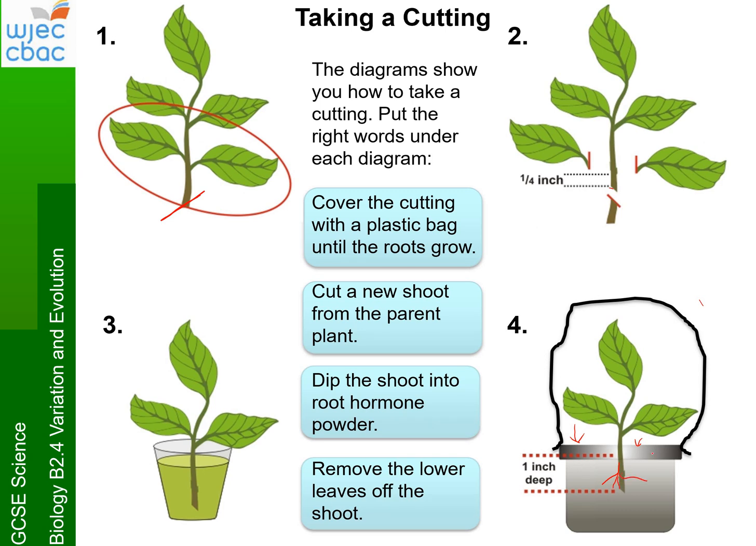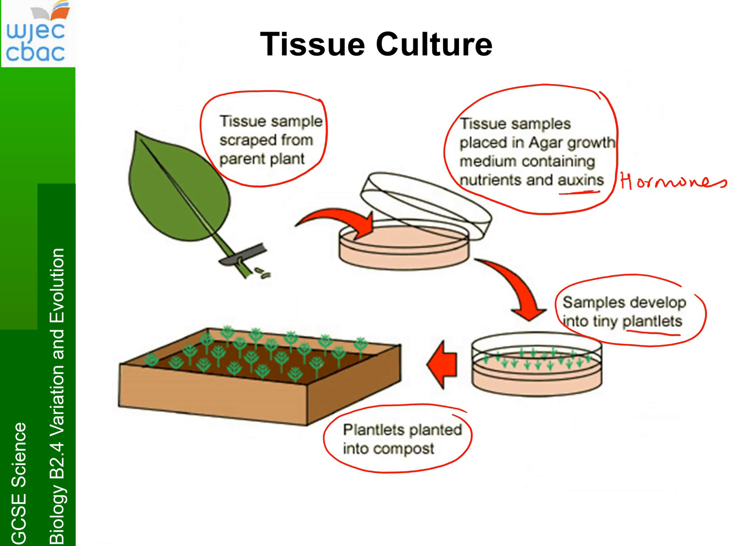Once we've started to get some tiny little roots, then we can remove that plastic bag to allow the plant to continue to grow. What's important about this method is that this plant will be genetically identical to the plant it was taken from. That's the whole point of cloning. And so if we go back to our tissue culture, again, all of these plantlets will be clones, genetically identical to the original parent from which they were taken.